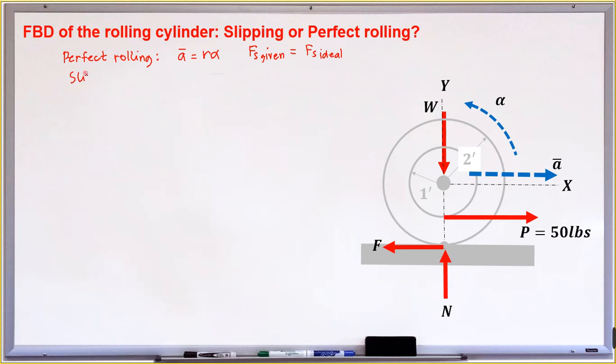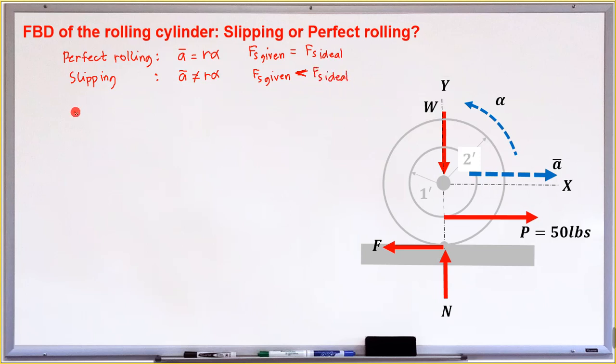But if slipping will occur, then this a bar is not equal to R alpha, and the given static friction is lesser, no? Less than the ideal.